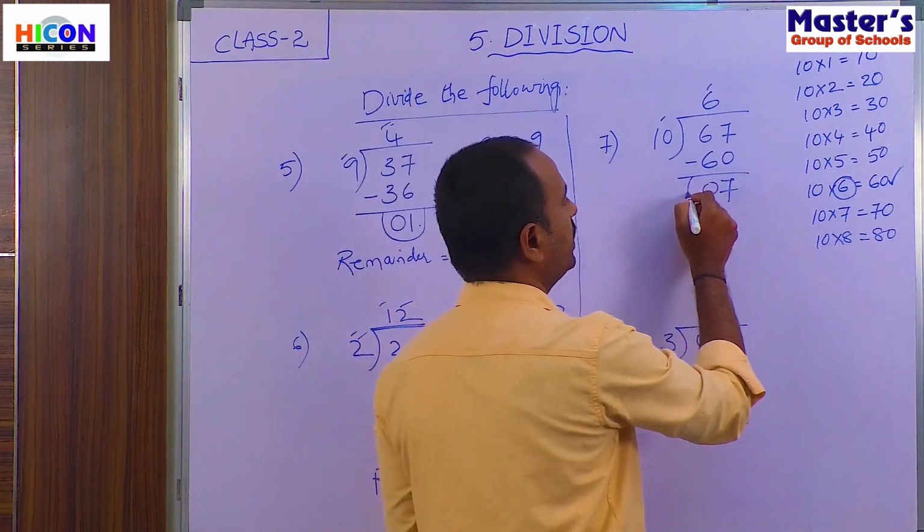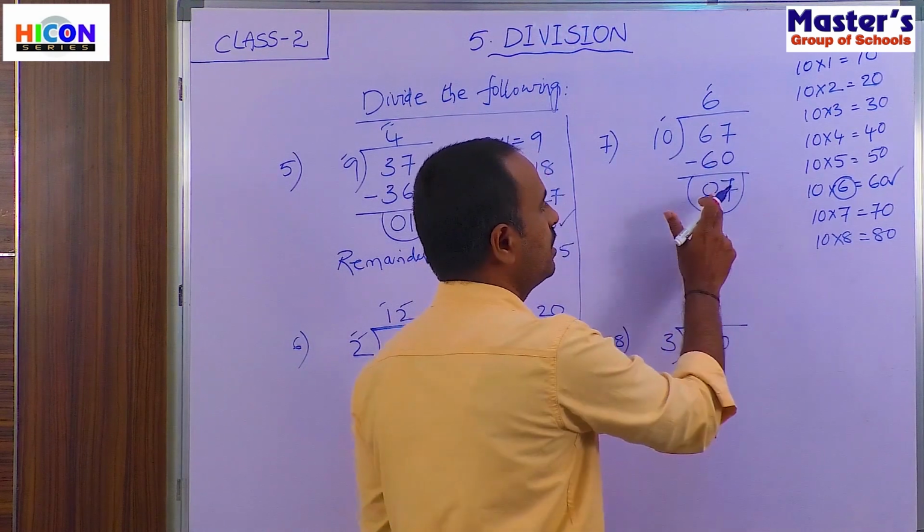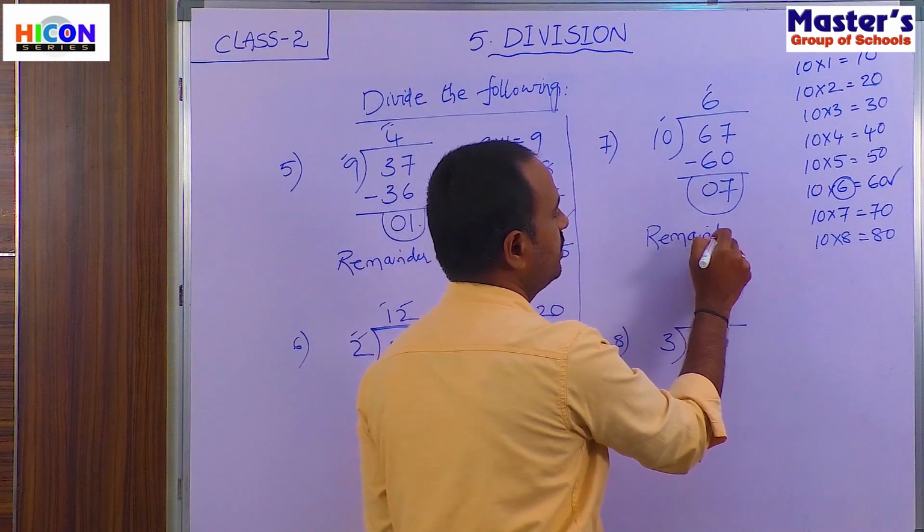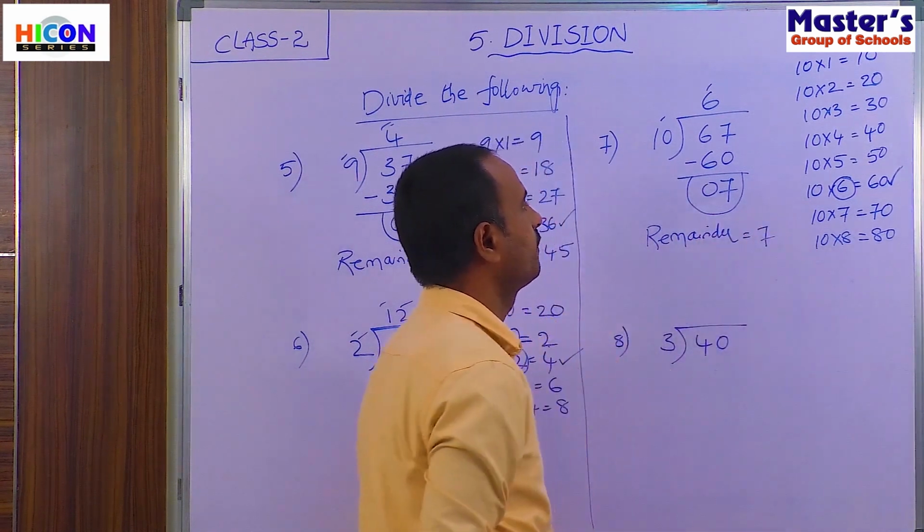So now we have to complete the division up to here. So the remainder is 7. So remainder is equal to 7.